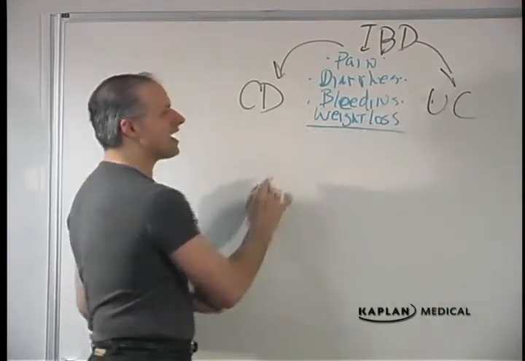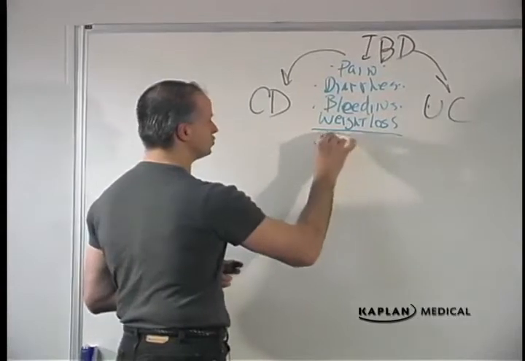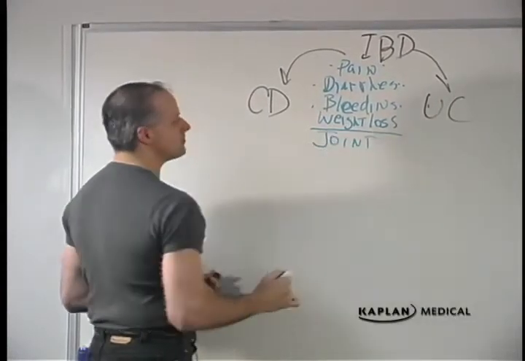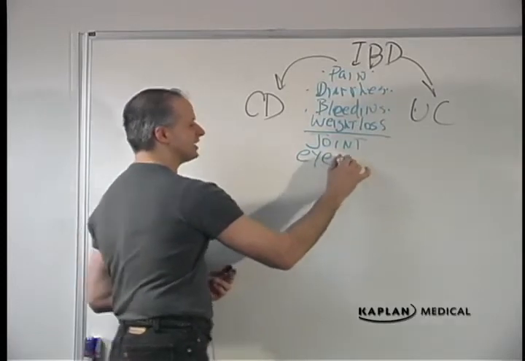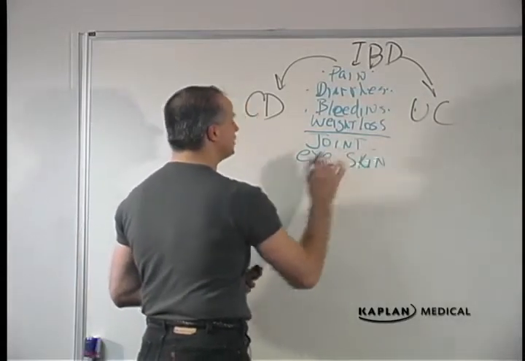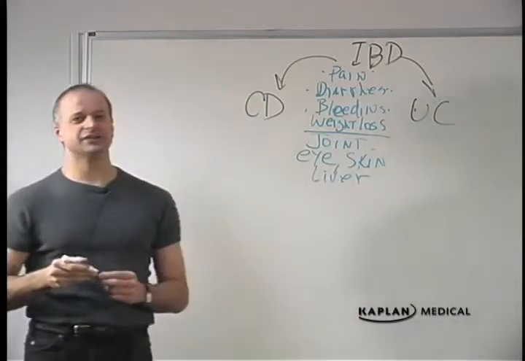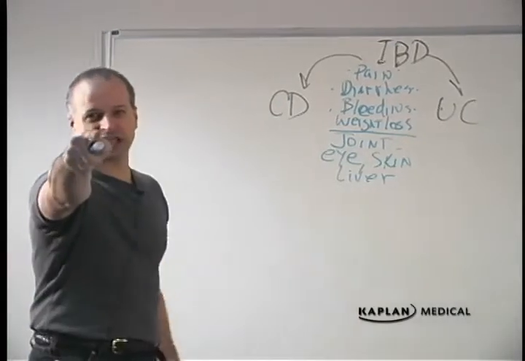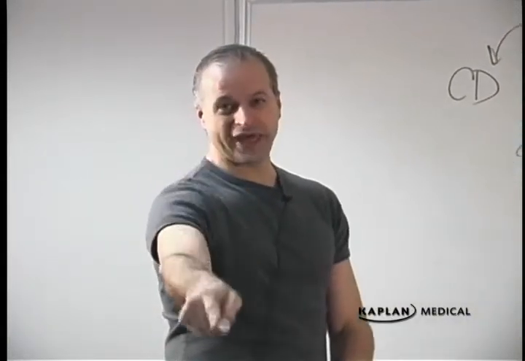What else do they have in common? The extra-intestinal manifestations are identical. They both can give you joint findings, eye findings, skin findings, and liver disease. I know you've been told that only ulcerative colitis gives you sclerosing cholangitis. I know you've been told that. But they both give sclerosing cholangitis.